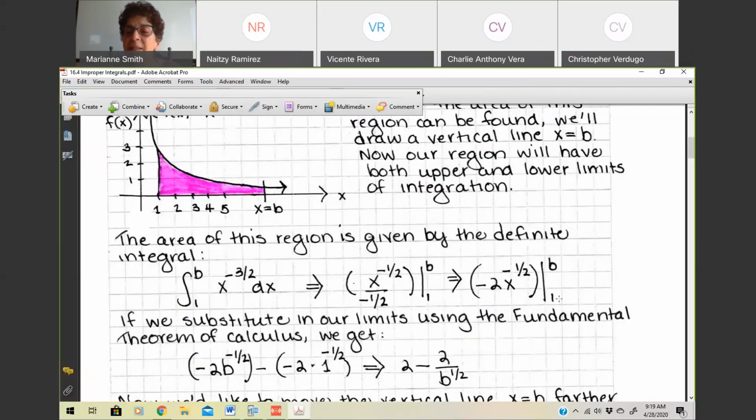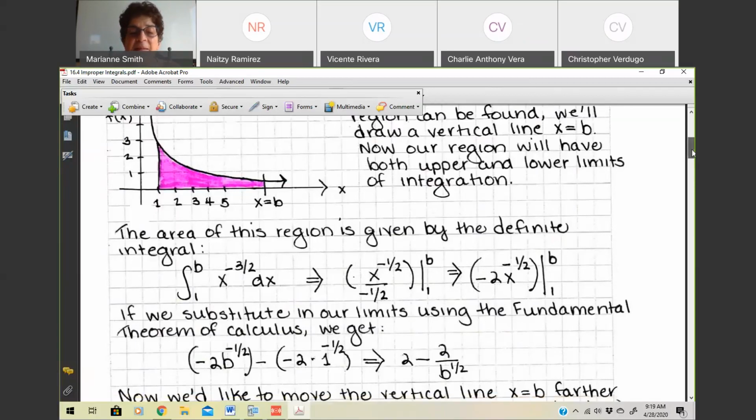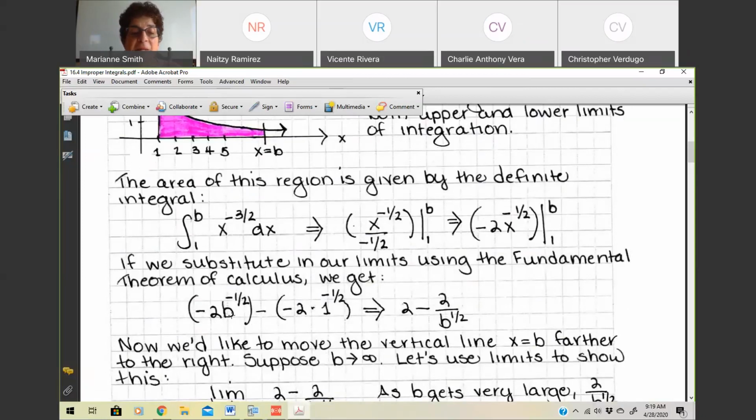And now I'm evaluating this from 1 to b. By the fundamental theorem of calculus, here's the b going in for the x, and here's the 1 going in for the x. So if you take a look at this, this is going to be minus 2 times 1 to the 1 half. So this will become a plus 2, because 1 to any power is 1. Multiply that by negative 2, and then subtract negative 2 gives you this positive 2. And this becomes minus 2 over b to the 1 half. So going from here to here is just some algebra.